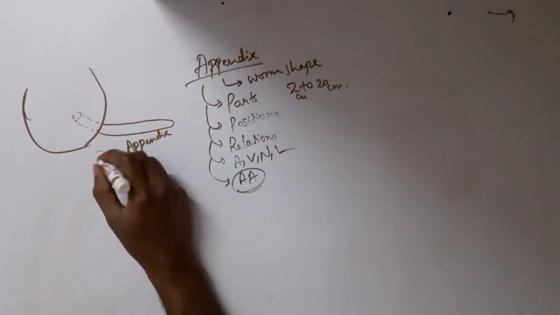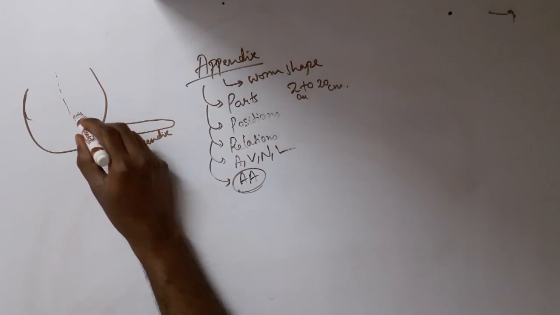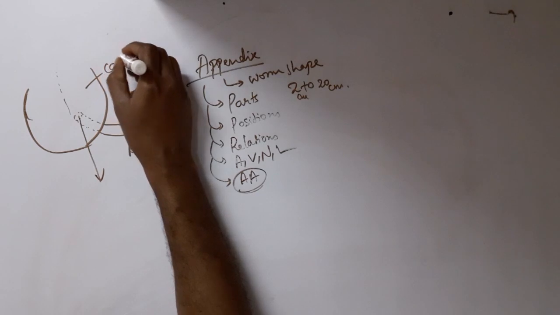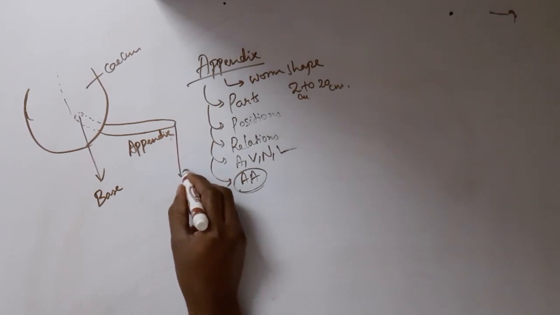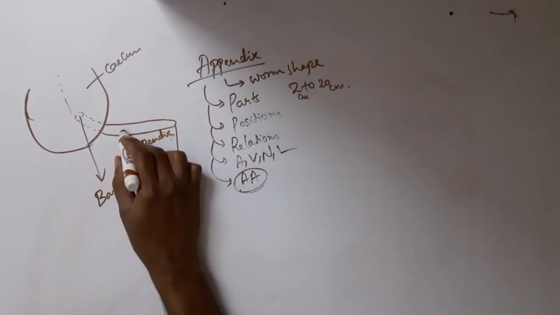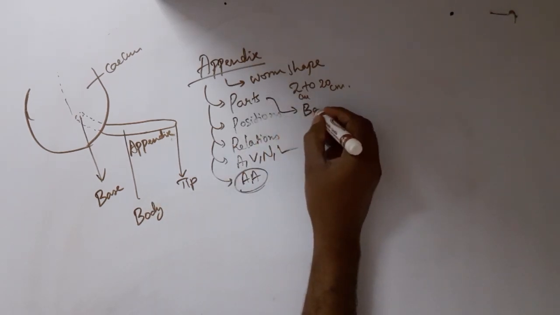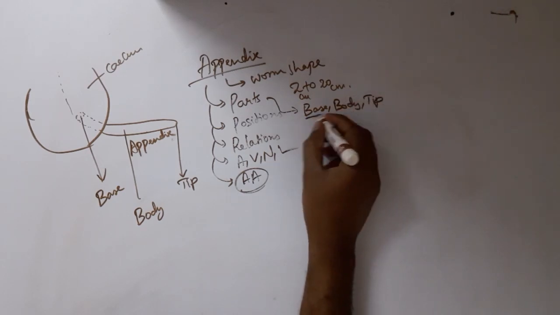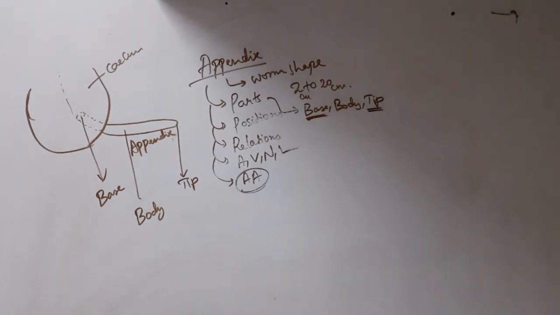So here we have different parts of it. One is the point which is attached to the cecum, that is called the base. The free end is the tip and the middle one is the body. So what are the parts of it? Base, body and tip. The base is the part which is attached to the cecum, the tip is the free end, and the body is in between the base and the tip.